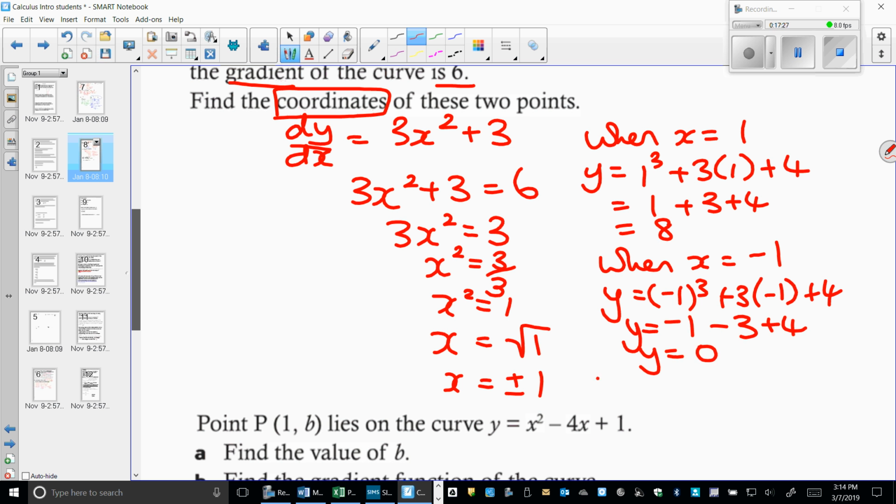So my 2 coordinates are positive 1, 8, and negative 1, 0. Yes.